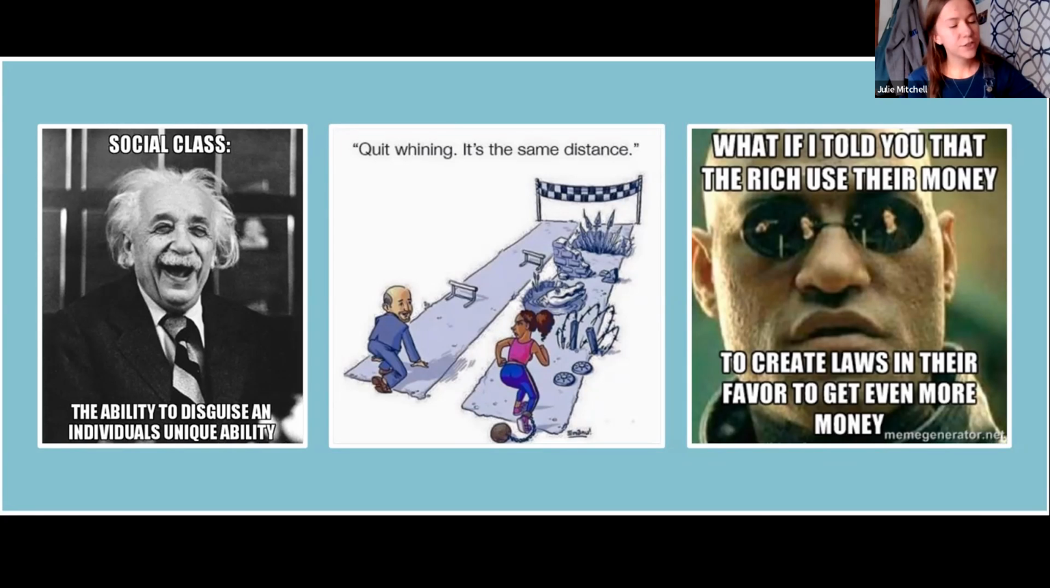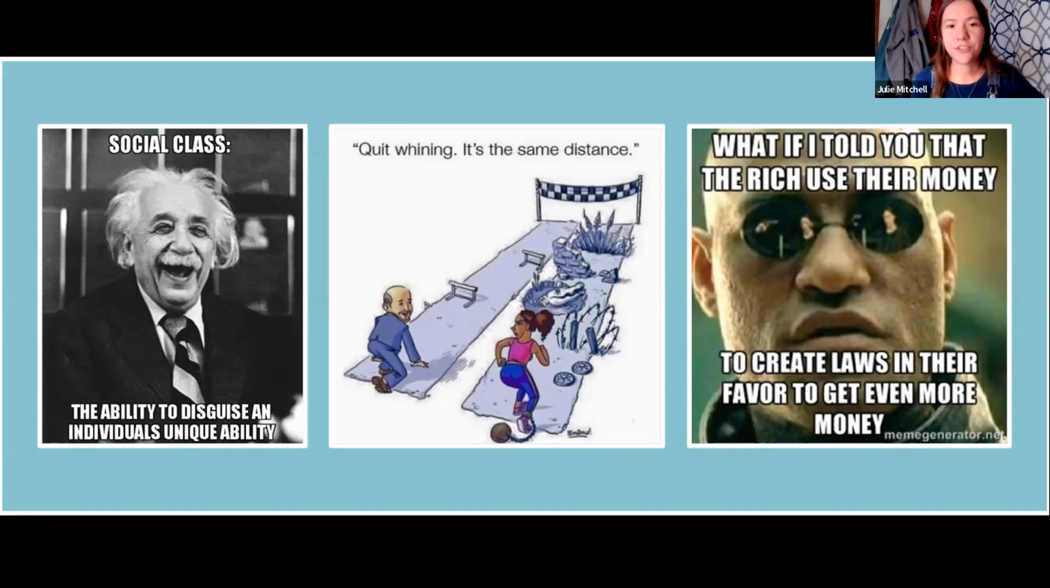Good. So then I just found these three images that I thought worked really well in describing what we're talking about visually. The first image on the left states social class, the ability to disguise an individual's unique ability. I think that when we're labeling people in any manner, whether that's social class or not, we are removing their unique perspectives and experiences and characteristics. So when we're basing people on social class and limiting them, I definitely think that comes up a lot with everyday discrimination.